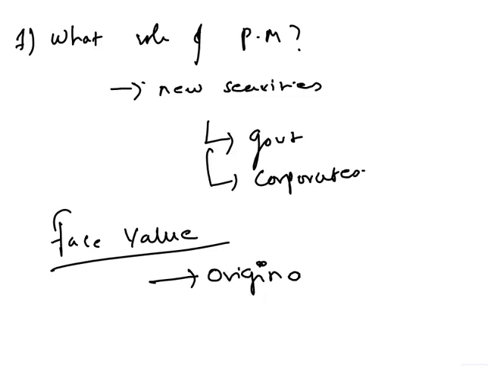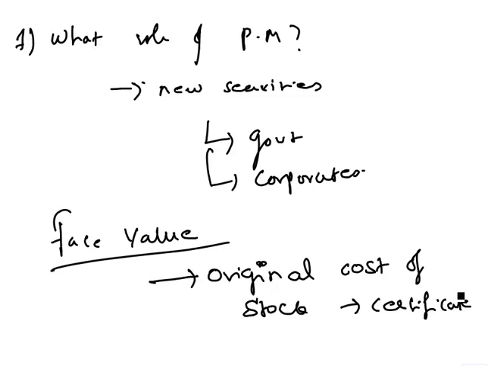Like in the case of a 10 rupee note, they have 10 printed on it, right? So that is actually the face value of that currency. Similarly, the original cost of a stock shown on a certificate is the face value of the share or a debenture. And for bonds, it is the amount paid to the holder at maturity, also known as par value or simply par.